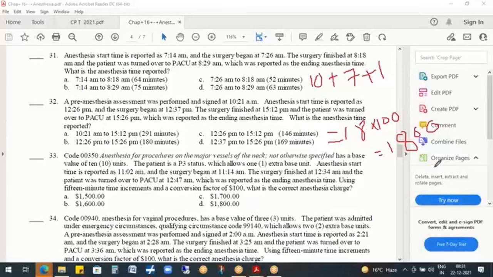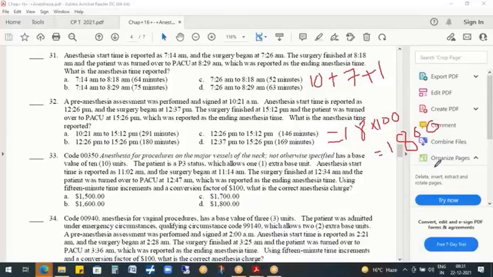What is the start time? 11:02. What is the end time? 12:47. If you read the question also, every 15 minutes increment is 1 unit. That means there are total 7 units. The modifying factor is based on P modifiers or qualifying circumstance. Here 1. 10 plus 7 plus 1 will become 18. What is the conversion factor given in the question? $100. 18 into 100, $1,800.